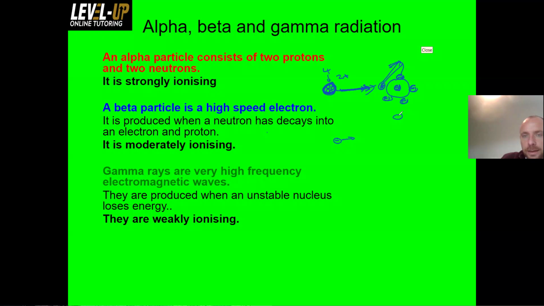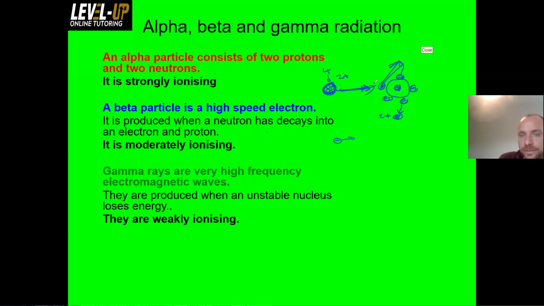So imagine it goes here. Here's another alpha particle. It's highly charged. It's got a charge of 2 plus. And so what's it going to do? It's going to attract those electrons to it as well. And so there's 2 reasons why that alpha particle might be able to ionize.